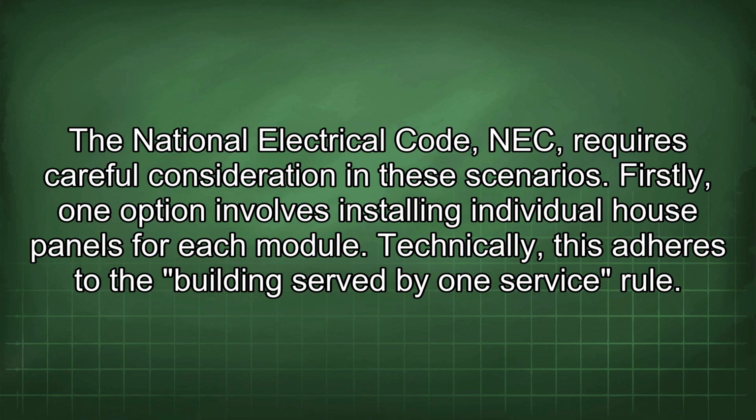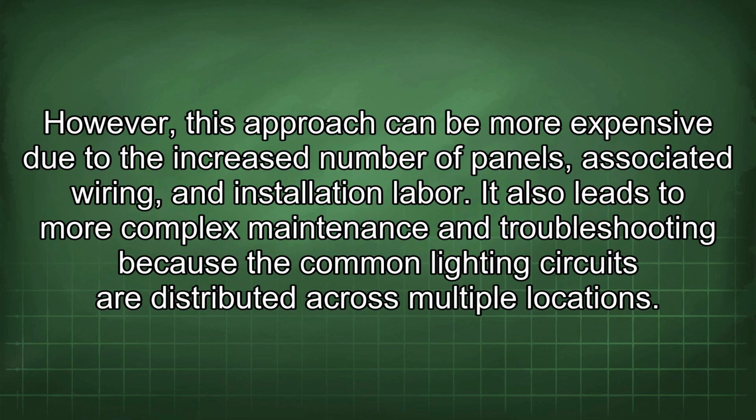Firstly, one option involves installing individual house panels for each module. Technically, this adheres to the building served by one service rule. However, this approach can be more expensive due to the increased number of panels, associated wiring, and installation labor. It also leads to more complex maintenance and troubleshooting because the common lighting circuits are distributed across multiple locations.